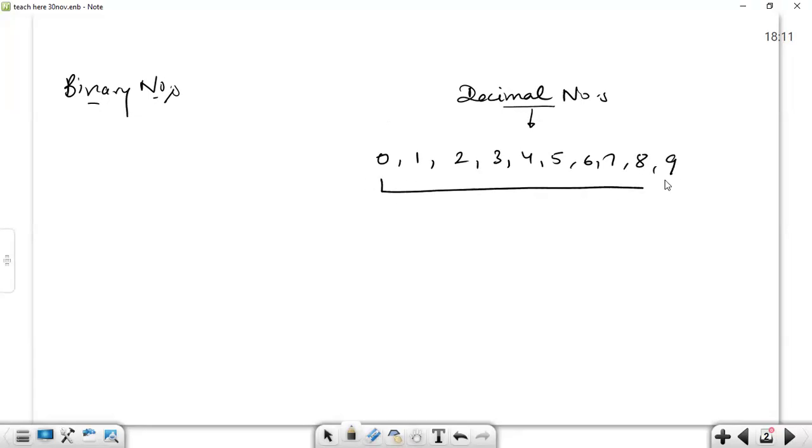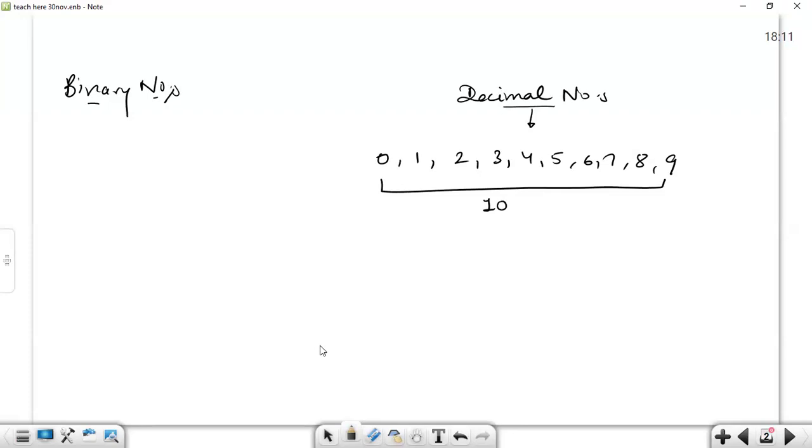How many digits are these? 9 or 10 or 11 or 8? 10. These are 10 digits, and using these we formulate our numbers.